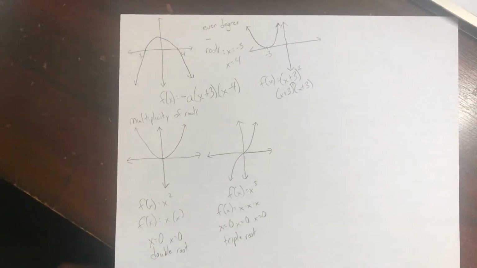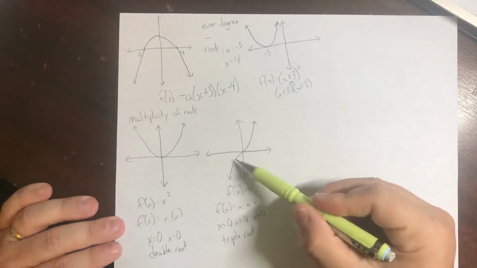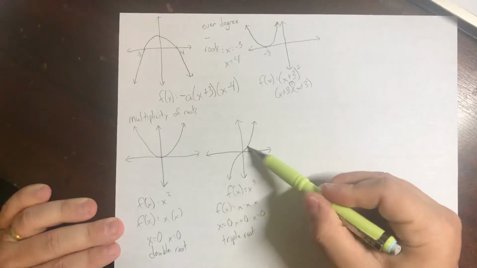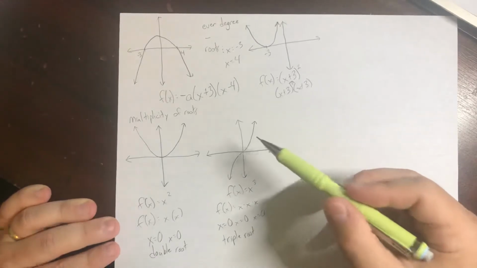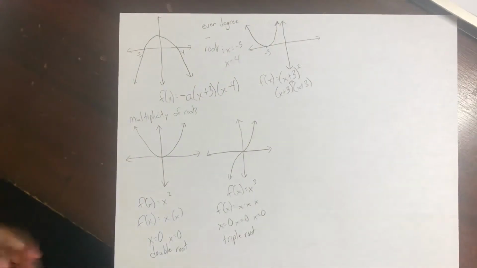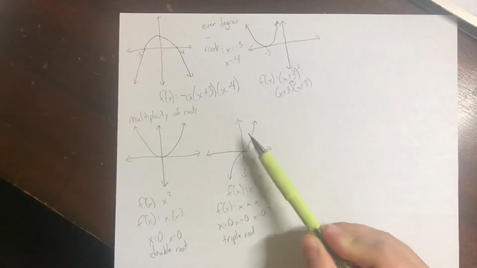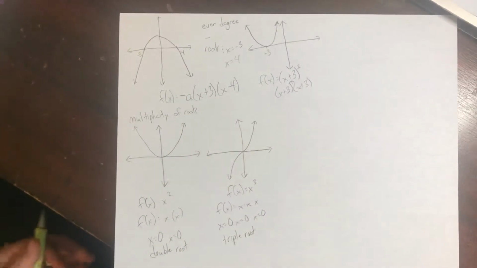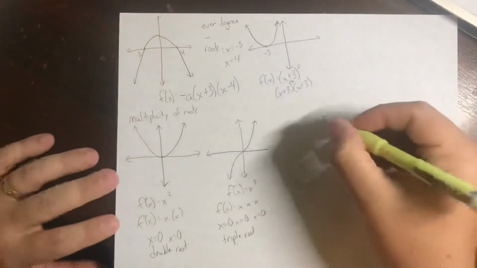A triple root occurs whenever our graph crosses the x-axis in the same fashion as it would with x cubed. Now, in the grand scheme of things, if you ever have an even multiple of roots, like a quadruple root, you'll see this. But for our purposes, we're just going to be working with double and triple roots. If you had 5 roots that were all the same, it would cross our axis similar to this. But for our purposes right now, we're not going to go beyond triple root. So let's combine these two and look at a graph.